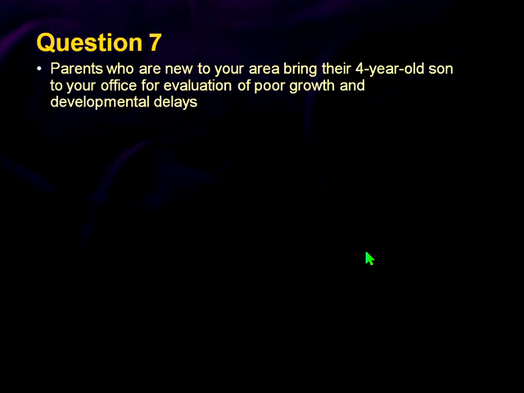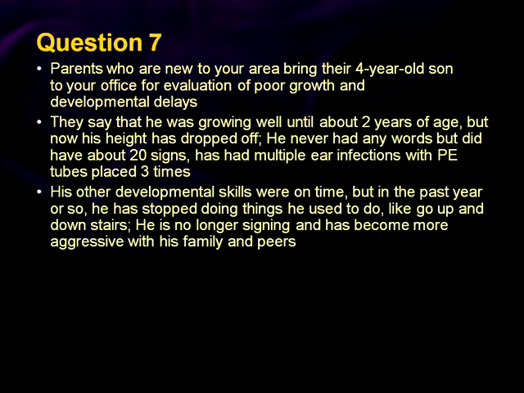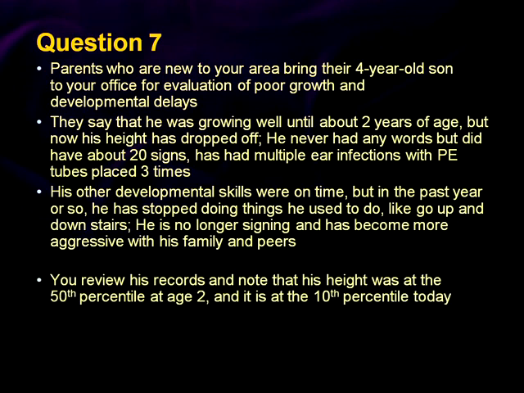All right, parents who are new to your area bring their 4-year-old son to your office for evaluation of poor growth and developmental delays. They say he was growing well until about 2 years ago, but now his height has dropped off. He has never had any words, but did have about 20 signs. He's had multiple ear infections with PE tubes placed 3 times. His other developmental skills were on time, but in the past year or so, he stopped doing things he used to do, like go up and down stairs. He is no longer signing, and he's become more aggressive with his family and peers.